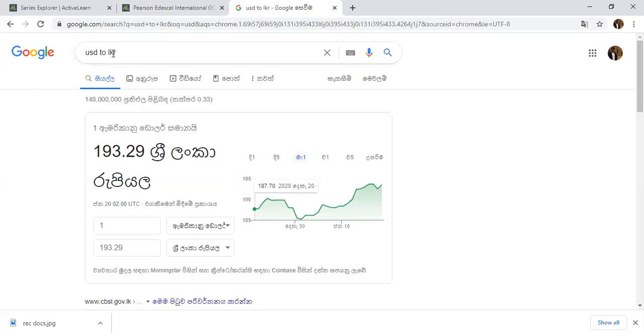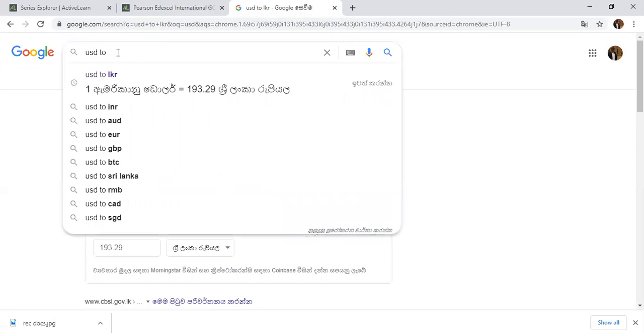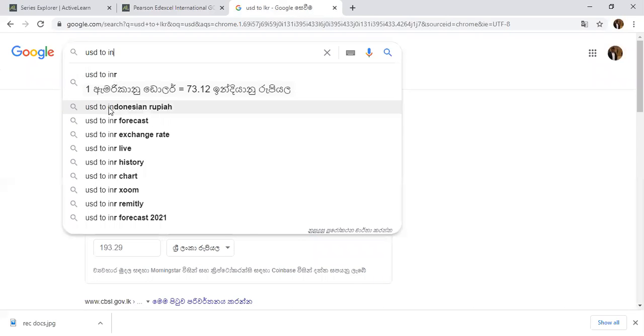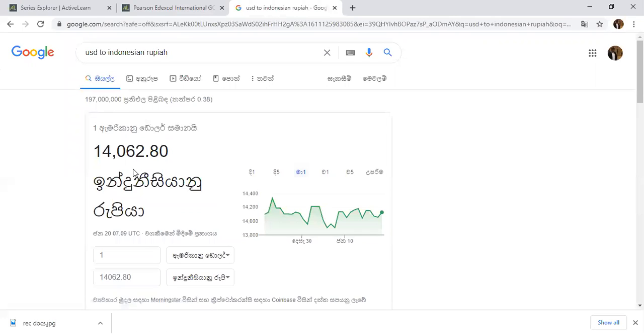I'll show you another currency, say the US dollar to the Indonesian rupiah. Imagine 14,062.